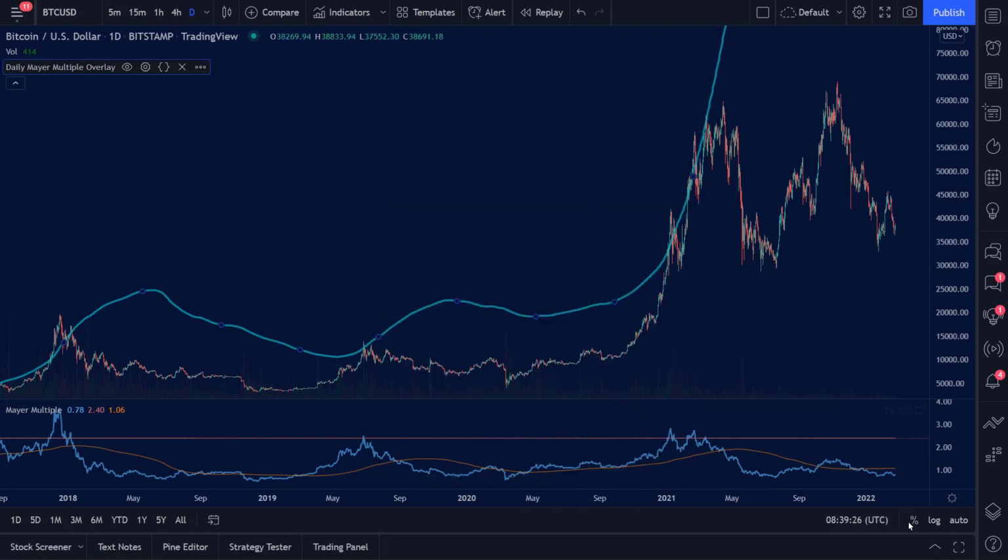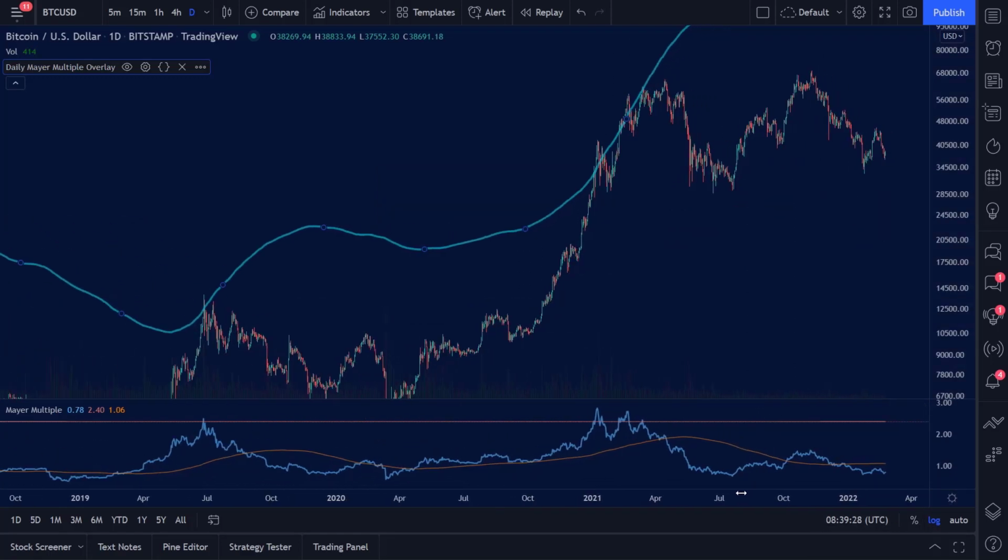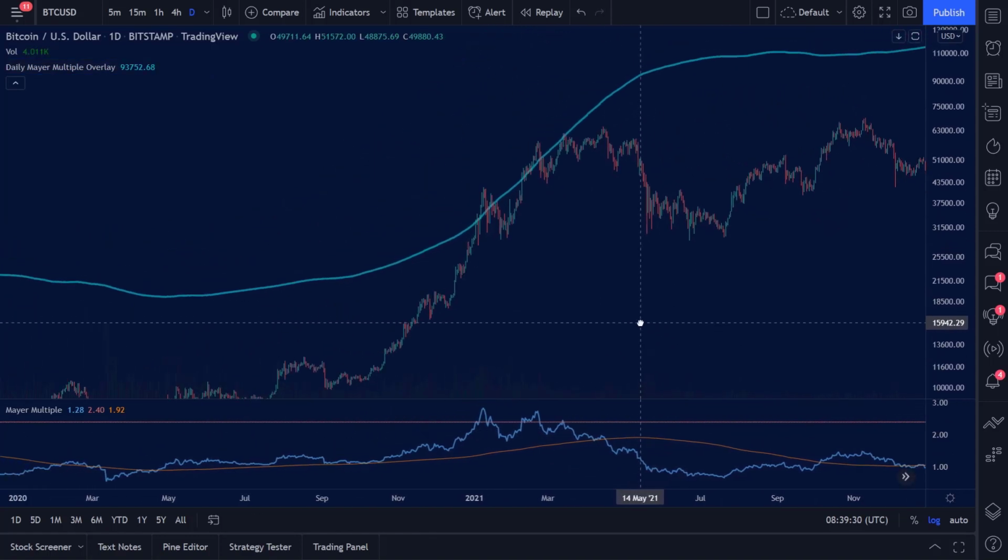This line is actually the 200-day moving average times 2.4. My personal preference is actually plotting it on the main chart, so to give an idea of resistance and support. But of course it's totally up to you how you want to present this indicator on your chart.